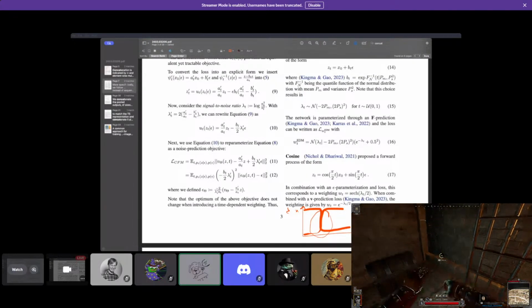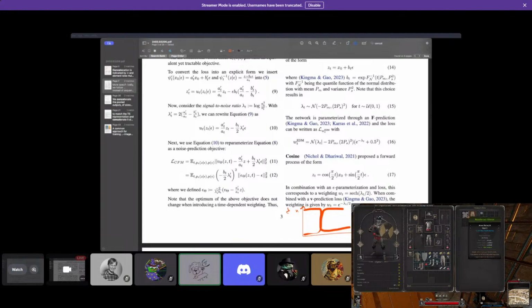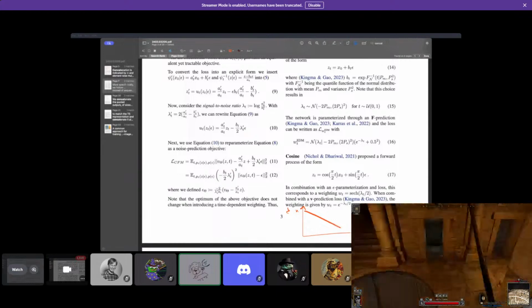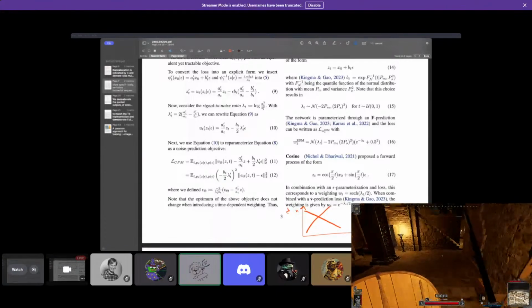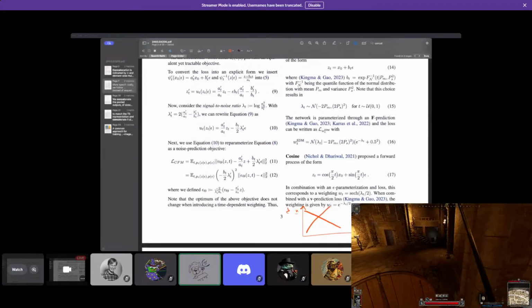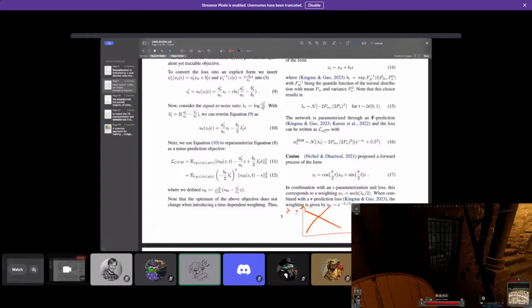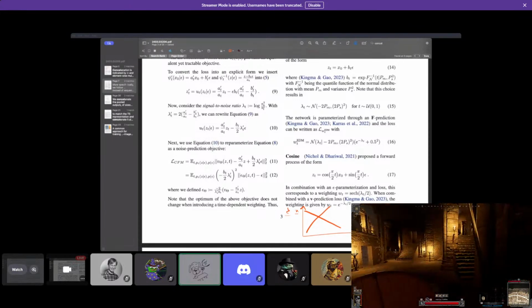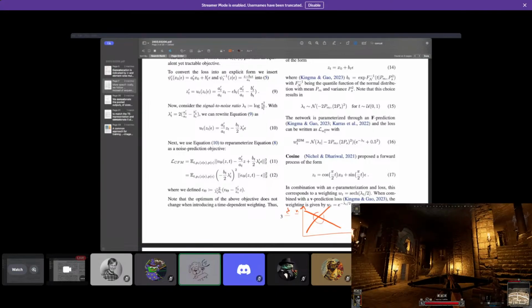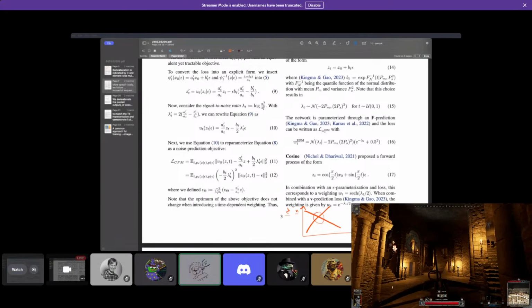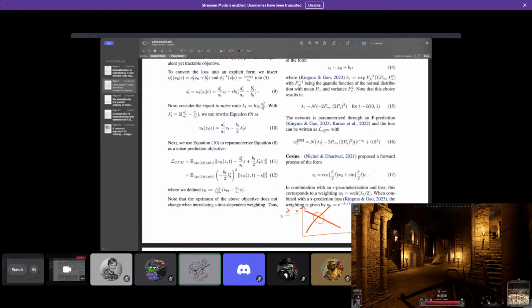And even traditionally, as far as I understand, the networks had an easier time to learn the beginning and the end of the schedule rather than the middle. So even if we have a schedule like this, at the beginning you're just more or less at the image distribution itself, and at the end you're more or less at the noise distribution itself. And yet the middle is where you have these mixtures and where it's harder to learn.